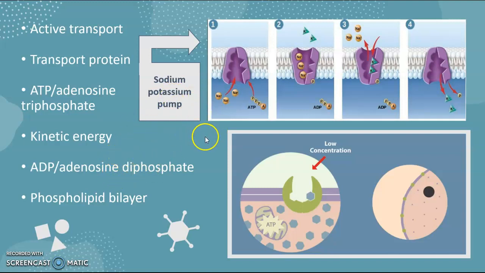When the last phosphate breaks apart from the others, it releases a ton of energy so that the molecules have enough kinetic energy to go against the flow of the concentration gradient. After that, the ATP, now without a phosphate, turns into ADP, which stands for adenosine diphosphate, because it has 2 phosphates now instead of 3.